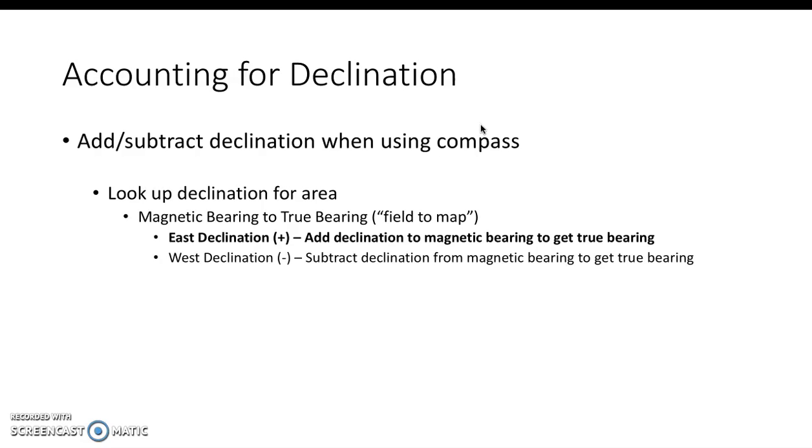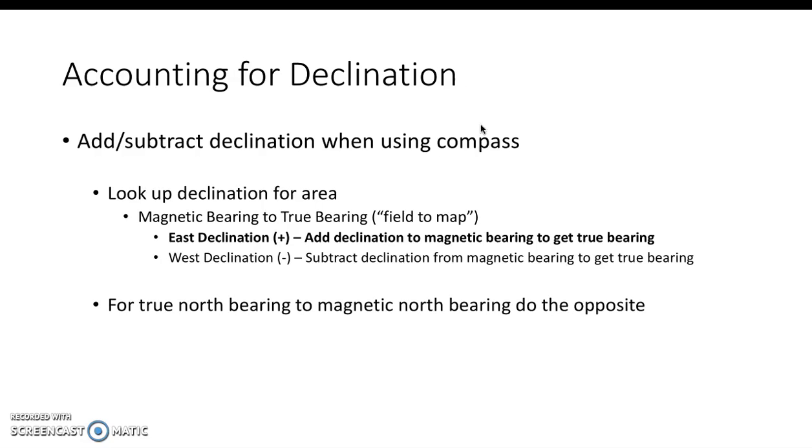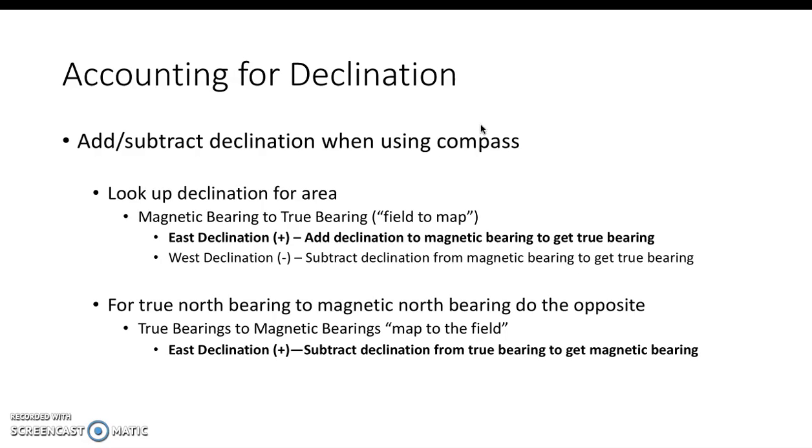If I'm in Vermont, I'll do the opposite. For a true north bearing to a magnetic north bearing, you do the opposite. So if I measure a bearing on a map and I want to get a magnetic bearing to use on my compass, I subtract the declination from the true bearing to get the magnetic bearing. You might measure a bearing on a topographical map, then you want to follow that bearing with your compass. So you measure it on your map, then subtract, and follow it with your compass. There are a bunch of videos on Canvas that go over taking bearings in the field and taking bearings from maps.